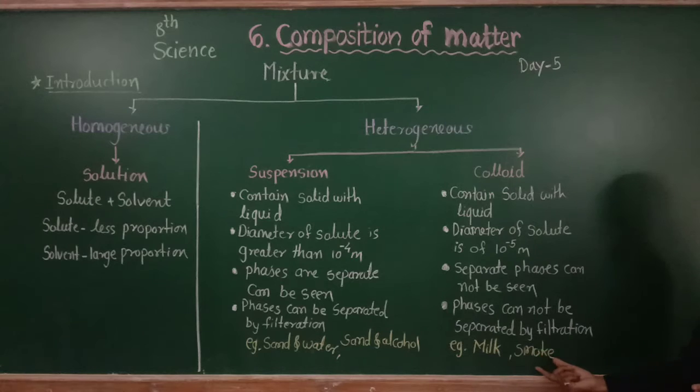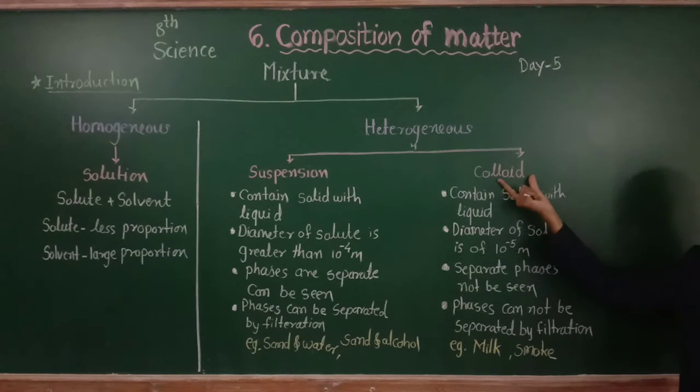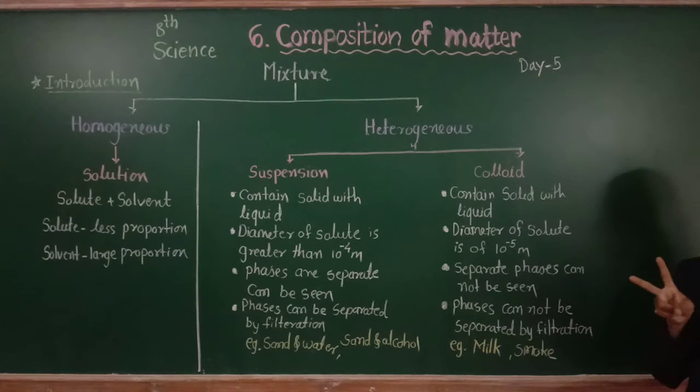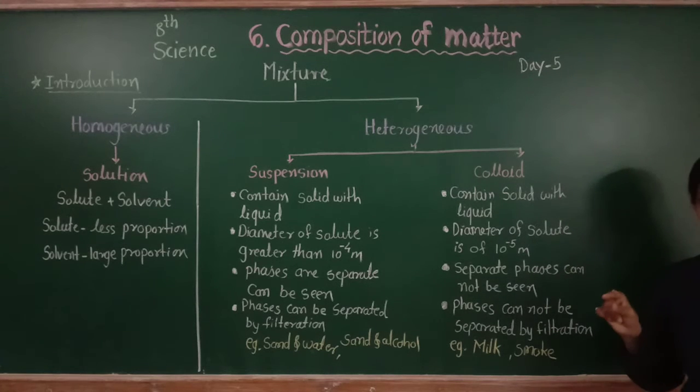Then the second example, smoke. We know smoke is a mixture of air and carbon particles. Here we cannot see the carbon particles, and that is why smoke is an example of a colloid. It contains two phases, carbon particles and air, but we cannot see these two phases separately with our naked eyes. That is why this is an example of a colloid.